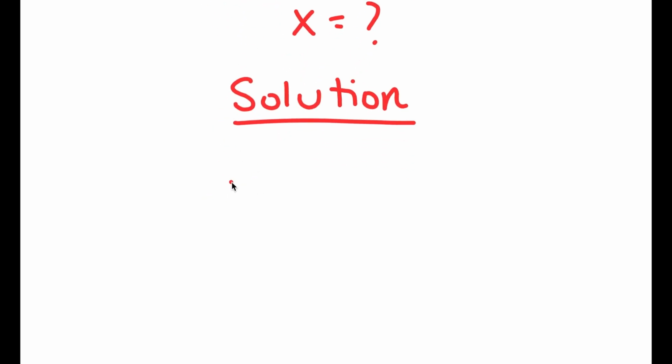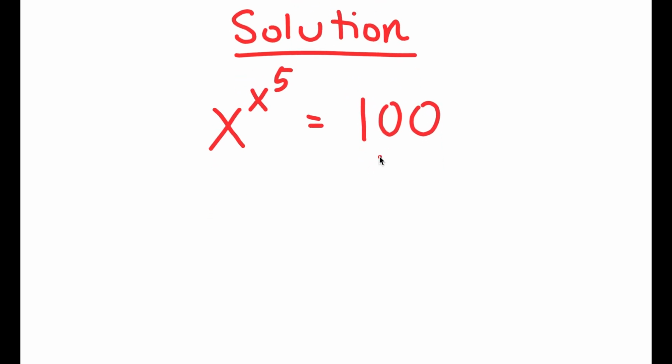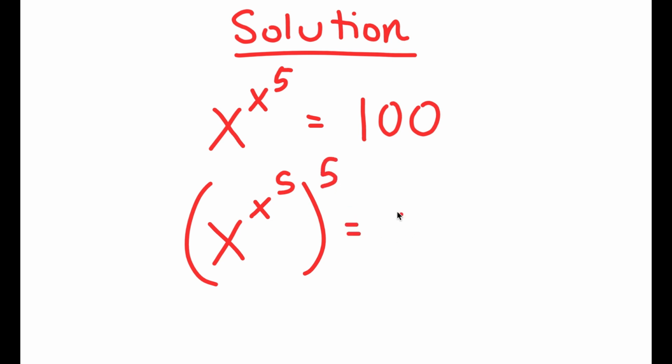I'm going to rewrite my equation down here so I have more space. So I have x to the power of x to the power of 5 is equal to 100. And I'm going to first start by taking the power of 5 on both sides. So I have x to the power of x to the power of 5 to the power of 5 is equal to 100 to the power of 5.